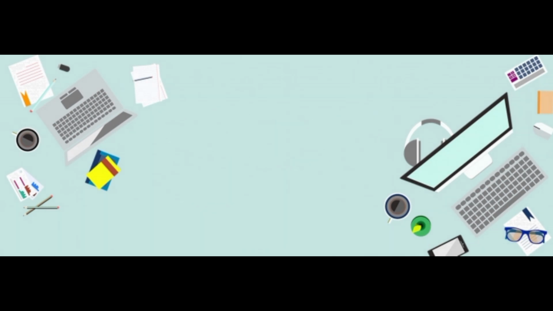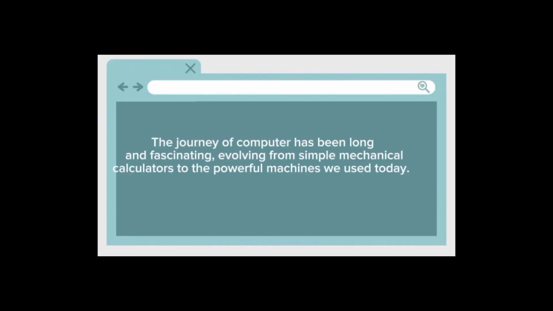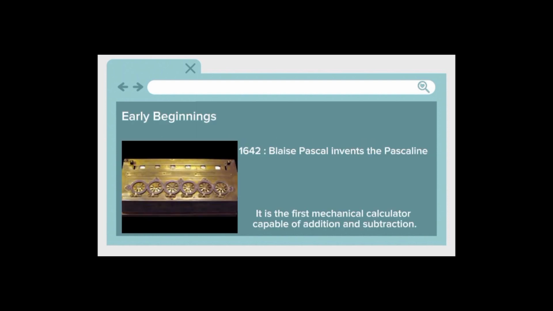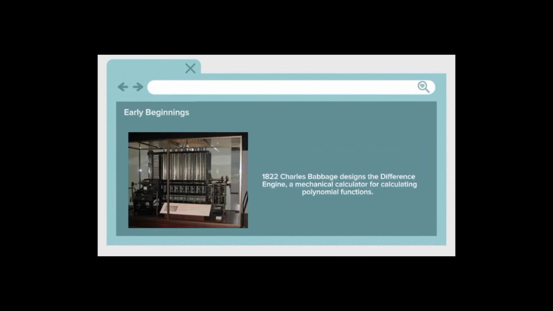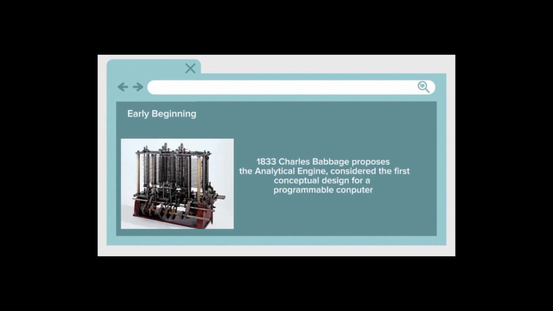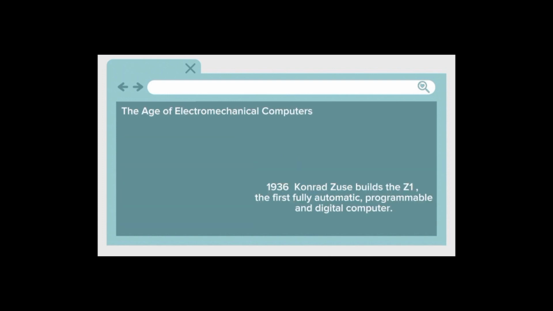History of computer. The journey of computer has been long and fascinating, evolving from simple mechanical calculators to the powerful machines we use today. 1642, Blaise Pascal invents the Pascaline. It is the first mechanical calculator capable of addition and subtraction. 1822, Charles Babbage designs the difference engine, a mechanical calculator for calculating polynomial functions. 1833, Charles Babbage proposes the analytical engine, considered the first conceptual design for a programmable computer.